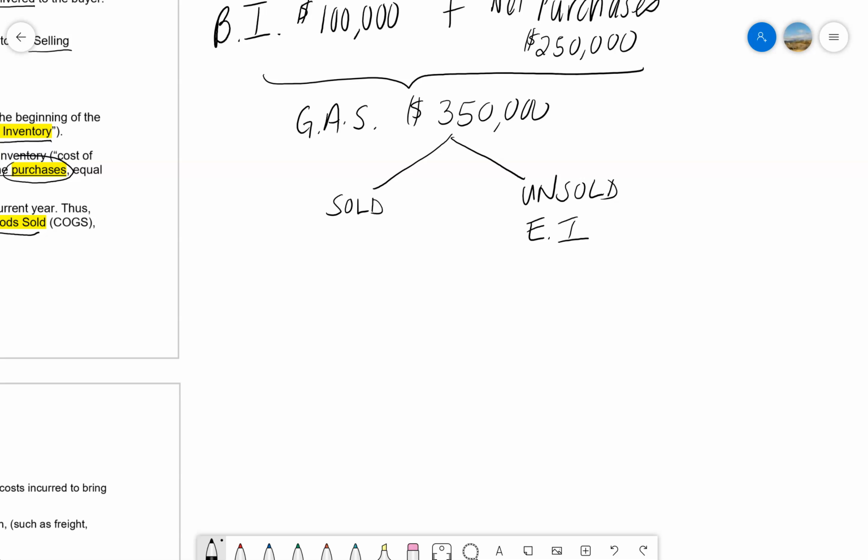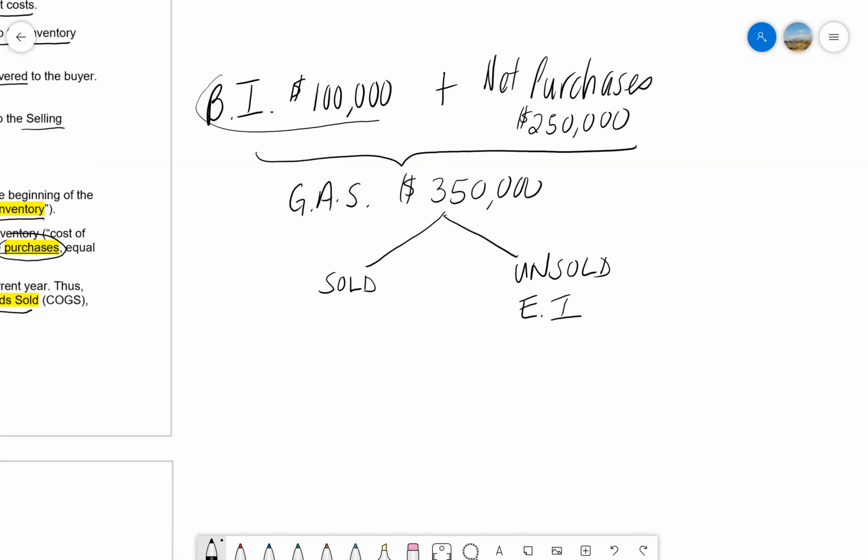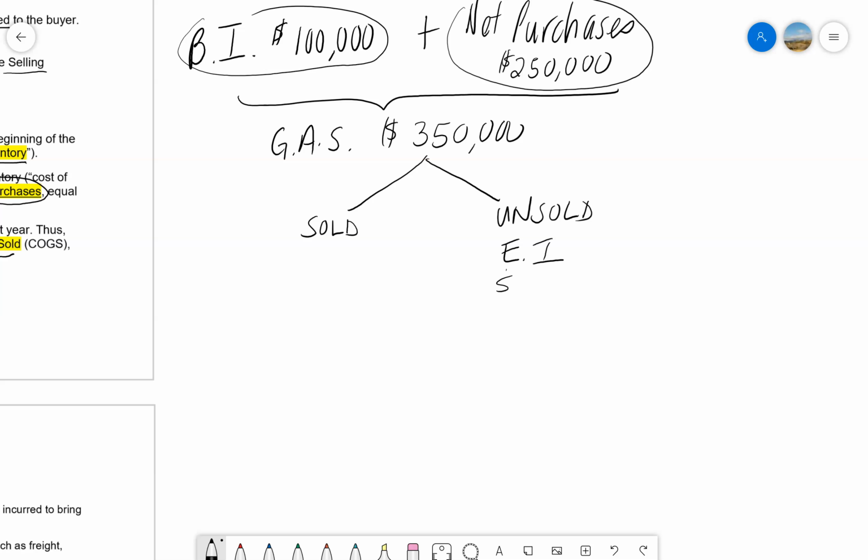And so let's say that this company has a periodic system. Periodic system, think about that small corner store. They do not update their inventory or cost of goods sold with every sale. They know that their beginning inventory is $100,000. They track all their purchases as $250,000, and so they know that the maximum amount they have available for sale is $350,000. And let's say at the end of the year, they do an inventory count, and it shows that they still have $75,000 of ending inventory.